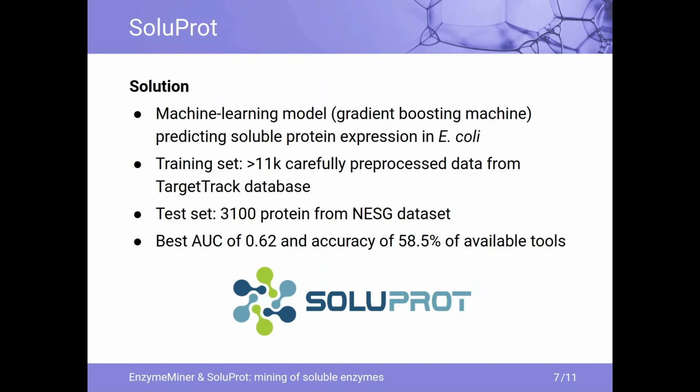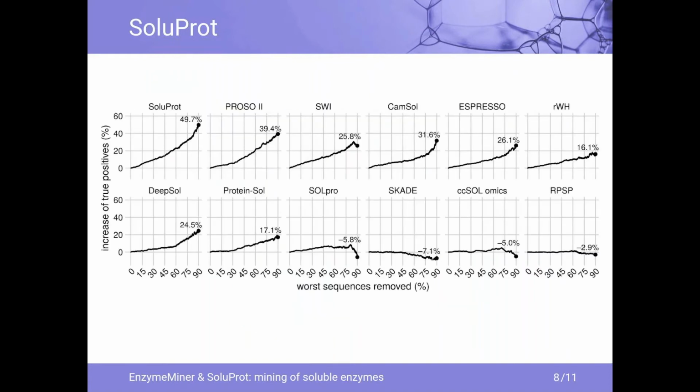But I will show you that for a prioritization task, for which we use SoluProt in EnzymeMiner, the SoluProt prediction can give you some advantage and can increase the success rate of soluble expression in the lab. Here is an example. Imagine you have a set of 1,000 hits from EnzymeMiner, and you predict the soluble expression by SoluProt for all of the hits. And then you remove 90% of the worst hits, so you get the 100 best soluble sequences.